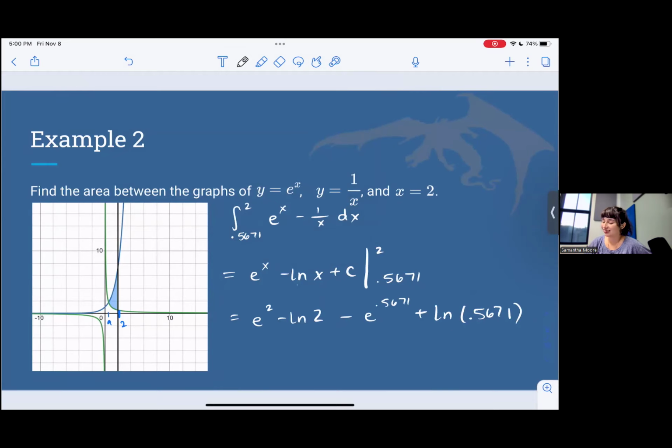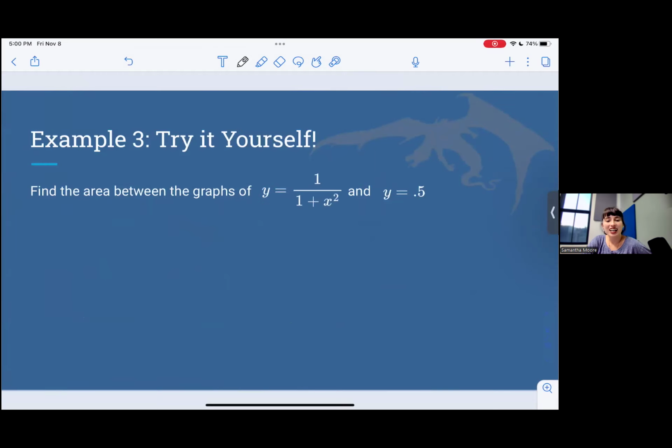Okay, so it's your turn. So I'm asking you to find the area between the graphs of y equals 1 over 1 plus x squared and the graph y equals 0.5. So go ahead and pause here and try this problem yourself.